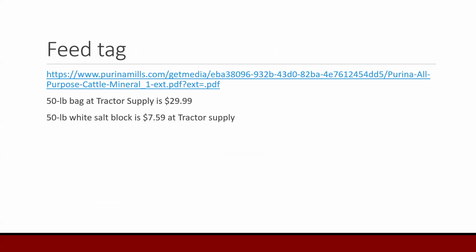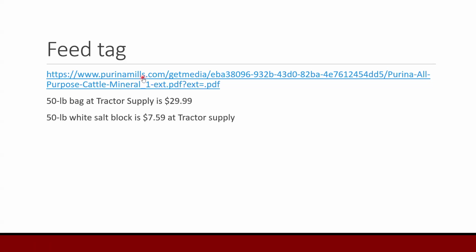Minerals are also expensive. A 50-pound bag of this all-purpose cattle mineral from Purina costs $30 at Tractor Supply. I'm sure you could get it cheaper somewhere else, but this is the easiest thing to Google. A 50-pound white salt block, on the other hand, costs under $10, so $7.59 at Tractor Supply. So if we're providing minerals to forages that don't need anything other than salt, we're spending a lot of money that we don't necessarily need to.